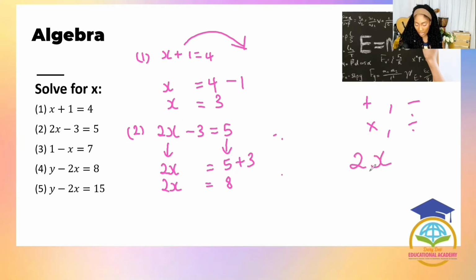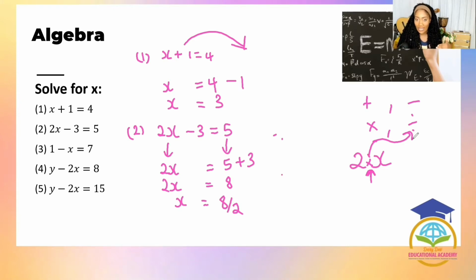2x, it is understood that between this 2 and this x is a multiplication sign. Okay, so the opposite of multiply is divide. So x becomes 8 divided by 2. Remember, we are bringing the 2 across. We have to move the 2.